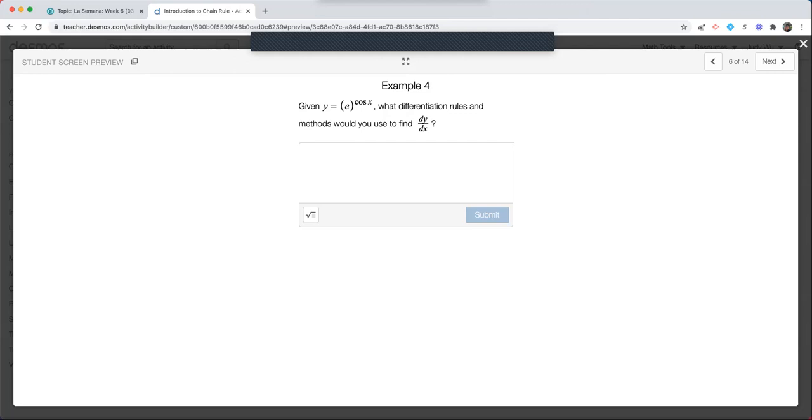Okay, so we've got one idea for power rule. So are you saying it would be something like y prime equals cosine x e to the cosine x minus 1? Okay.